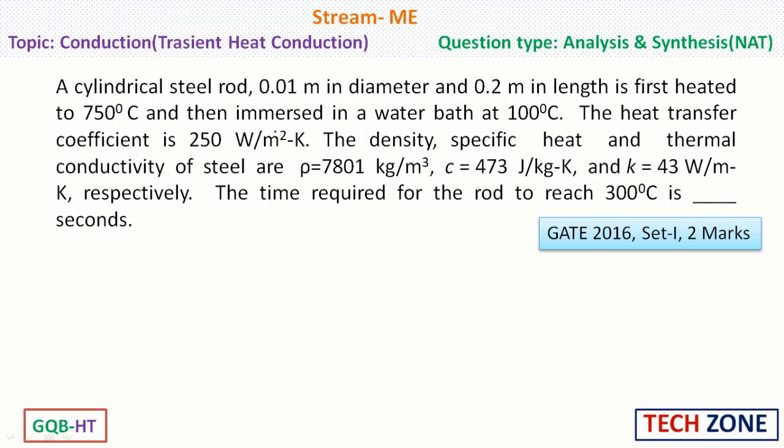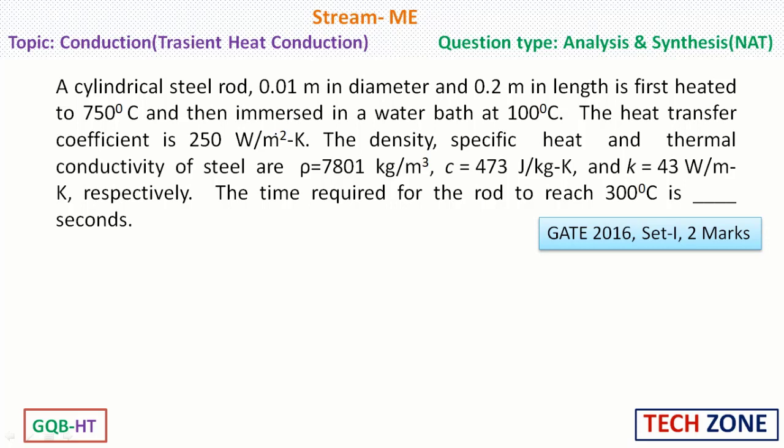The density, specific heat and thermal conductivity of steel are: rho 7801 kg per meter cube, specific heat C 473 joule per kg Kelvin, and thermal conductivity 43 watt per meter Kelvin respectively. The time required for the rod to reach 300 degrees centigrade is dash seconds.